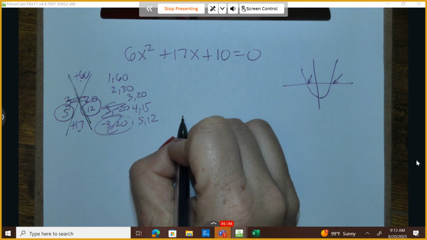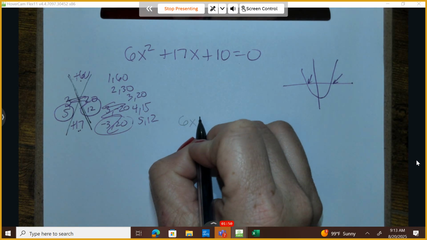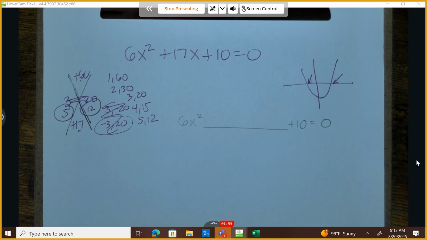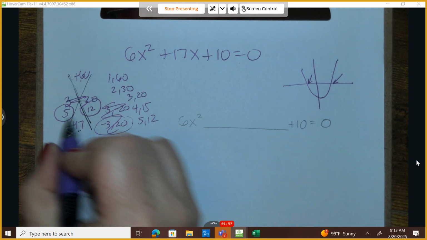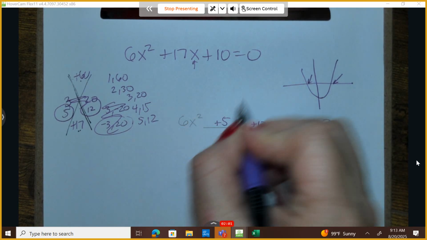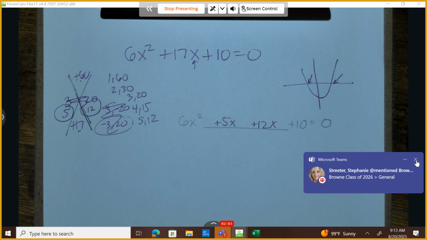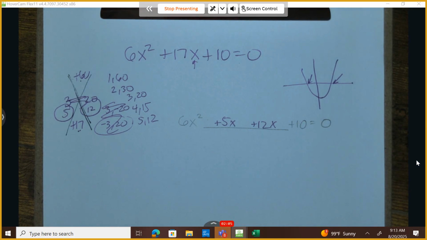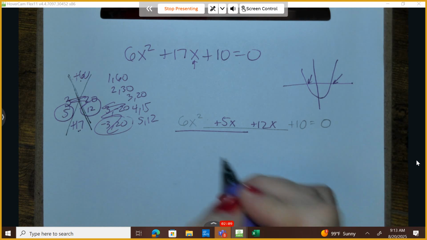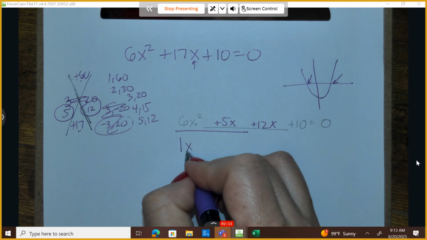So here's what is called the AC plus B method, or factoring by grouping. You write out the A, you write out the C, and now I'm going to drop into this place the 5 and the 12. And don't forget, they both need to have an X behind them always. Okay, so how do I go about doing this? Factoring by grouping. What's the most you can factor out of a 6 and a 5? A 1. But I can take out an X.